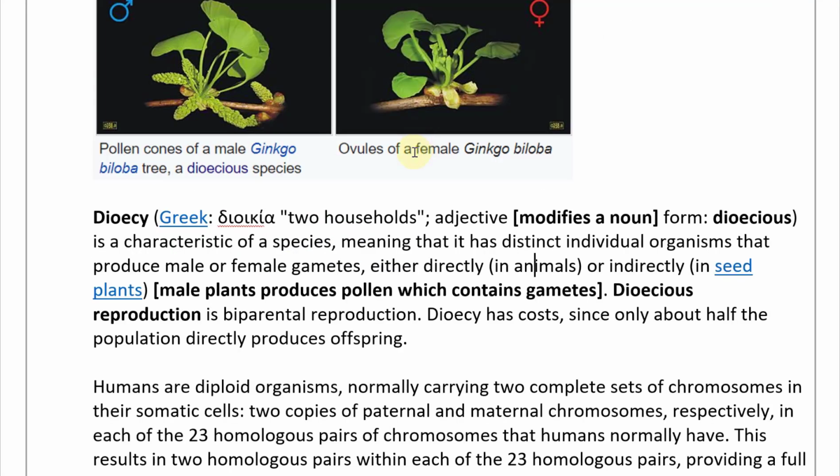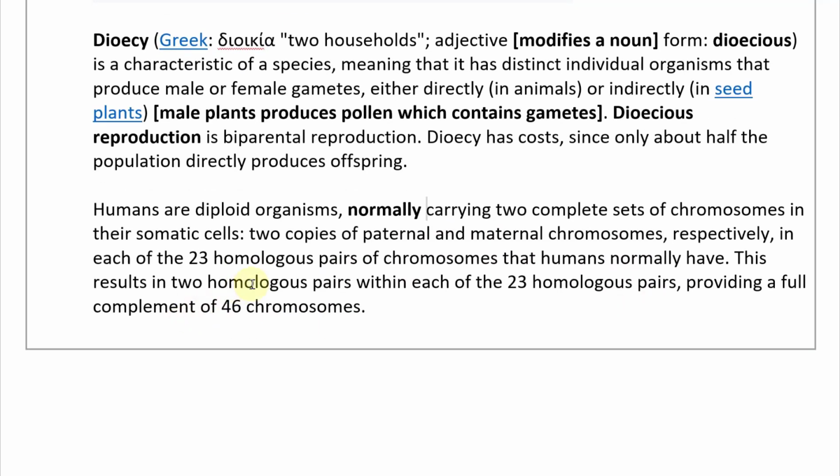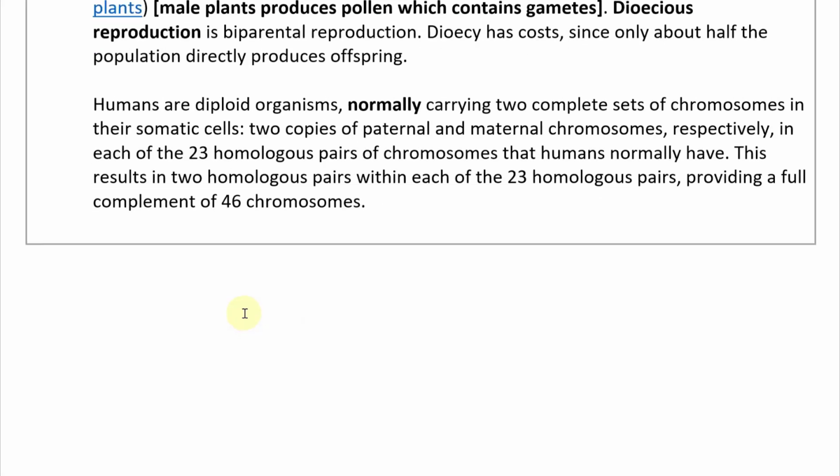Continuing further, humans are diploid organisms, normally carrying two complete sets of chromosomes in their somatic or body cells, two copies of paternal and maternal chromosomes, respectively, in each of the 23 homologous pairs of chromosomes that humans normally have. This results in two homologous pairs within each of the 23 homologous pairs, providing a full complement of 46 chromosomes.